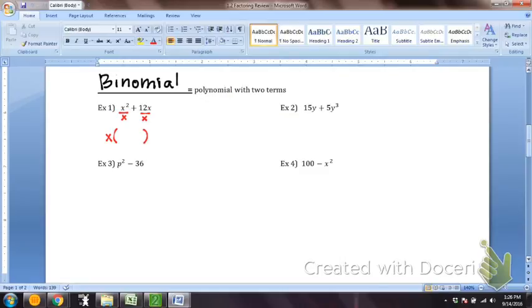And what am I left with? What is x squared divided by x? X. And then 12x divided by x, you guys said is? 12. Just 12. So that would be if you are subtracting, but we're dividing here. This can't go any further. So this is my answer.